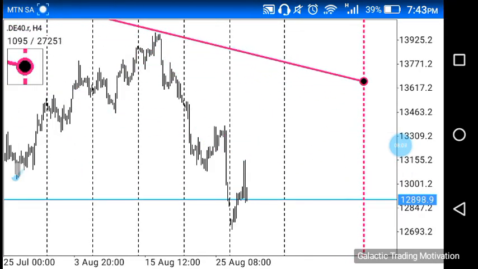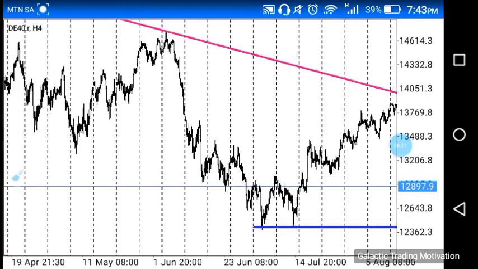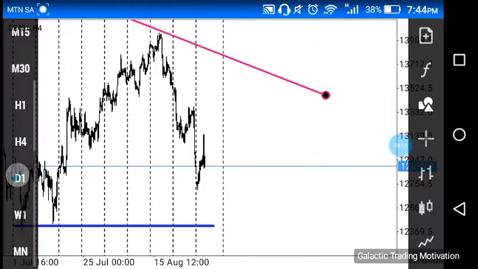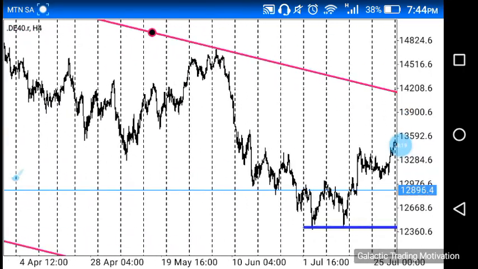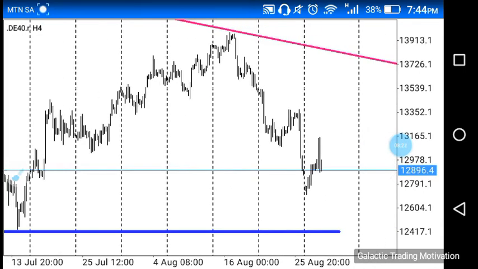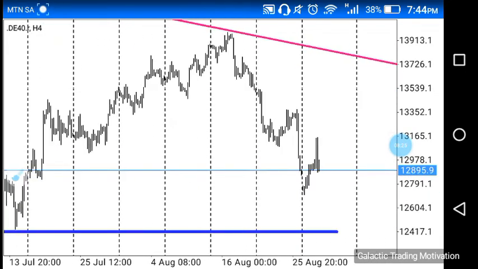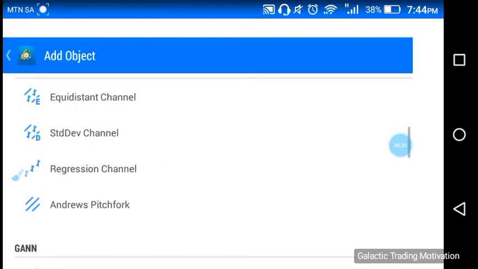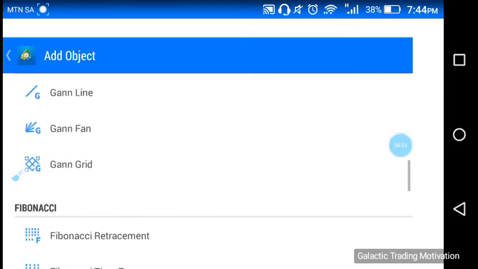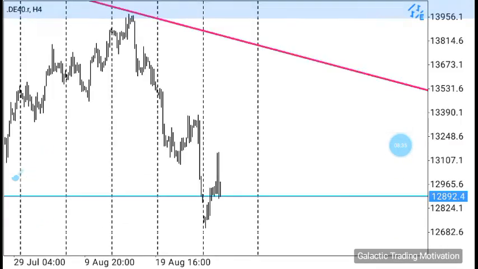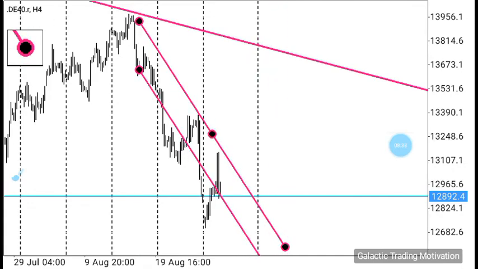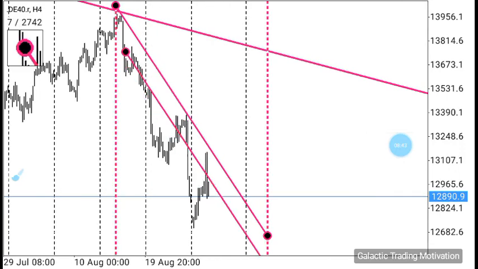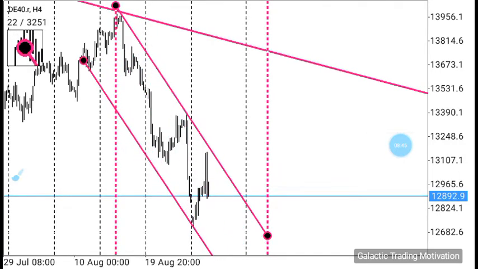Let me just fix my lines. Just bear with me. Okay, there we go, more or less. That should be fine. So here we are on the H4 chart. What do we see on the H4 chart that we should be paying attention to? In fact, before we proceed, I'm just going to start by adding my channel as well. Just bear with me. Here we go. There we go.